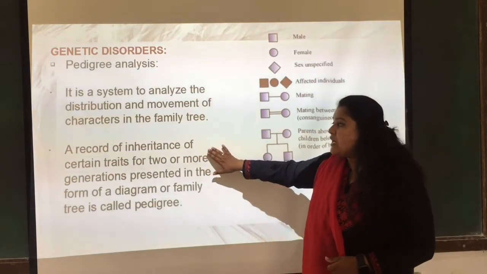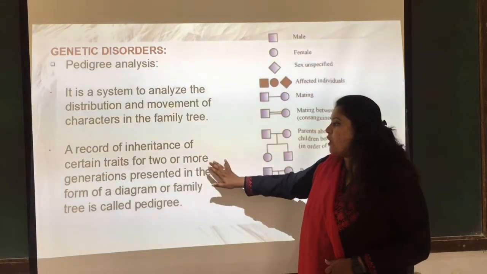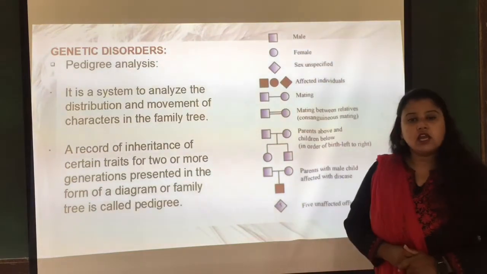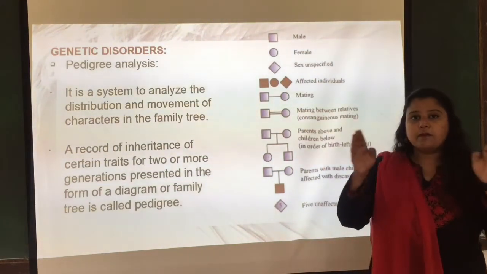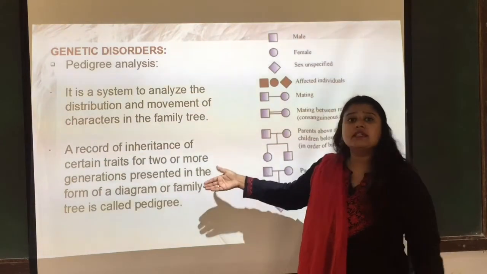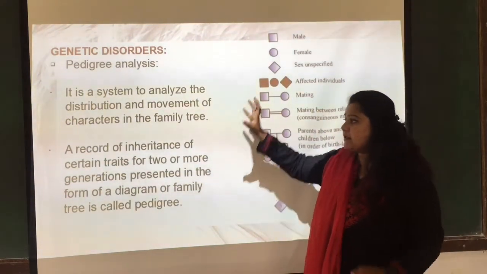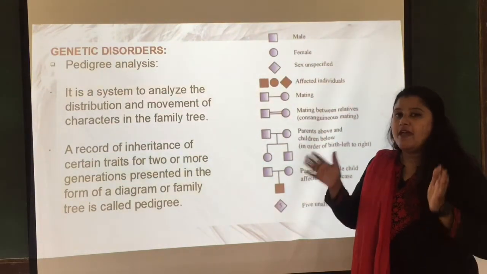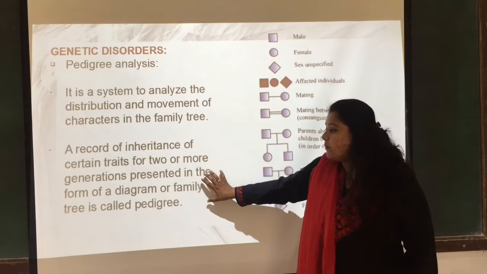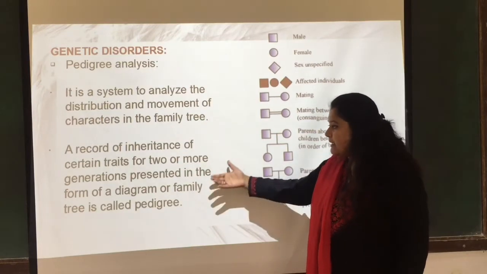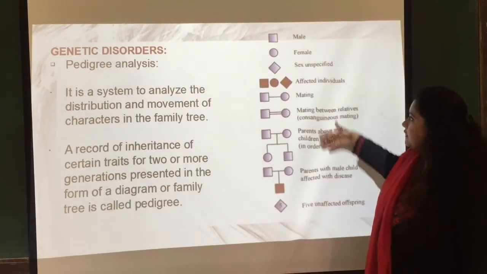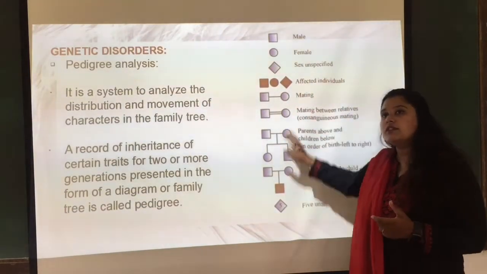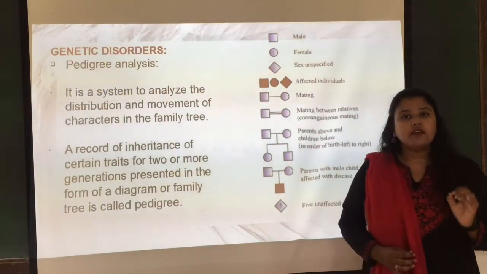So a record of inheritance of certain traits for 2 or more generations, presented in the form of a diagram or family tree, is called a pedigree. So in the form of diagrams they are keeping a record that this type of family history is being observed, and that family history is being formed by a diagram. You can see here that I have drawn several symbols, and these symbols are depicting each and every different thing.